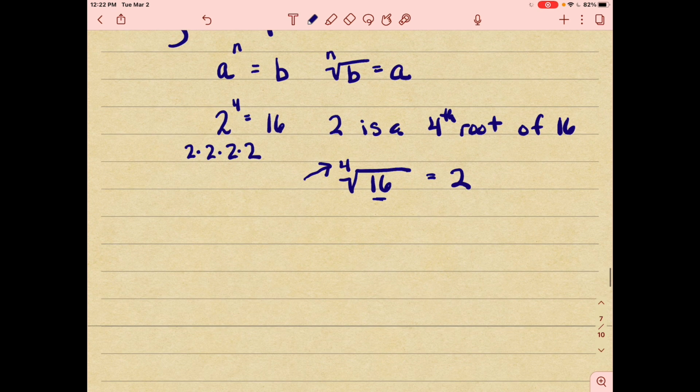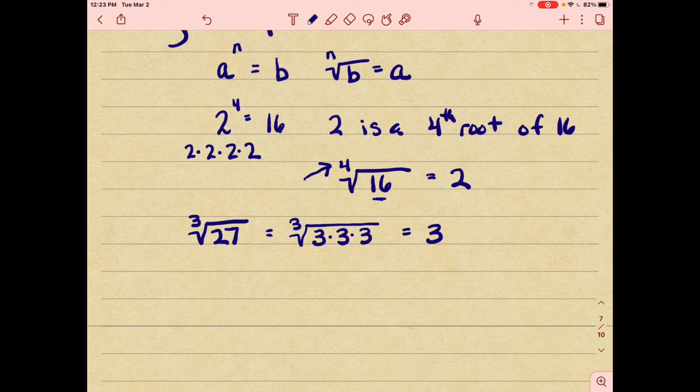Here's a couple examples of some roots other than square roots. The third root of 27 equals the third root of 3 times 3 is 9, and 9 times 3 is 27. So I could break it down like that so you could see that 3 times 3 times 3 gives me 27. So the third root of 27 is 3, because 3 times itself, 3 times, gives me 27.